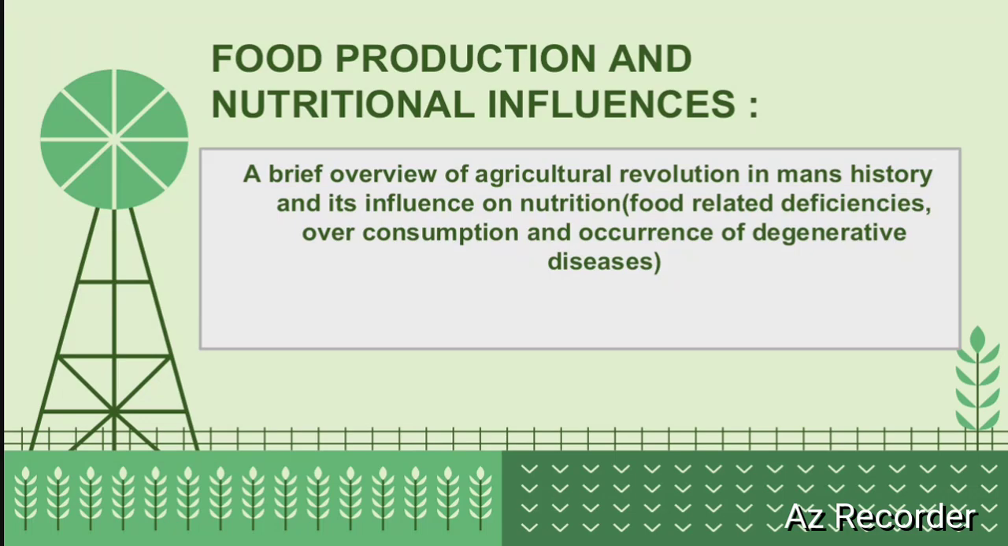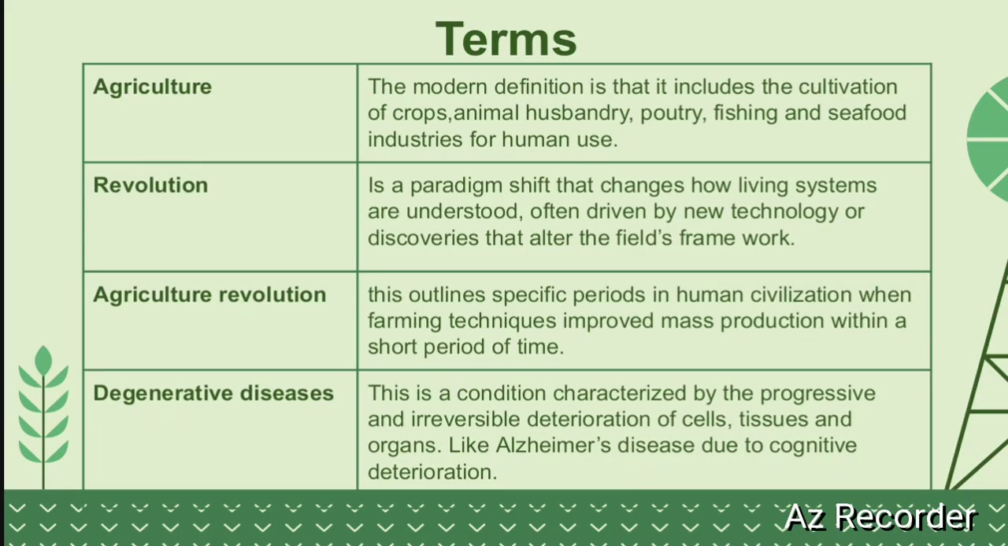So I'm going to look at food production and nutritional influences. Briefly, the agricultural revolution in man's history and its influence on nutrition, food-related deficiencies, overconsumption, and occurrence of degenerative diseases. Now, terms like agriculture are going to be defined.